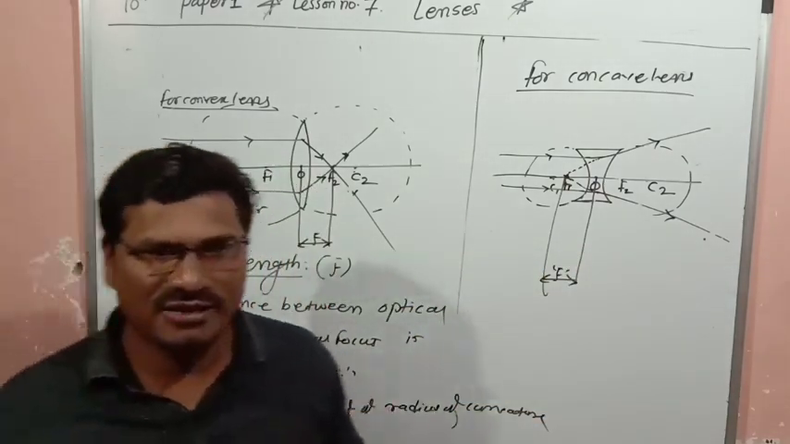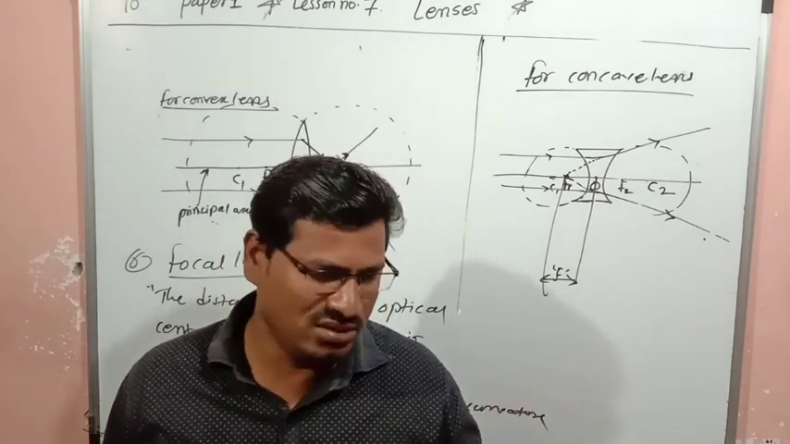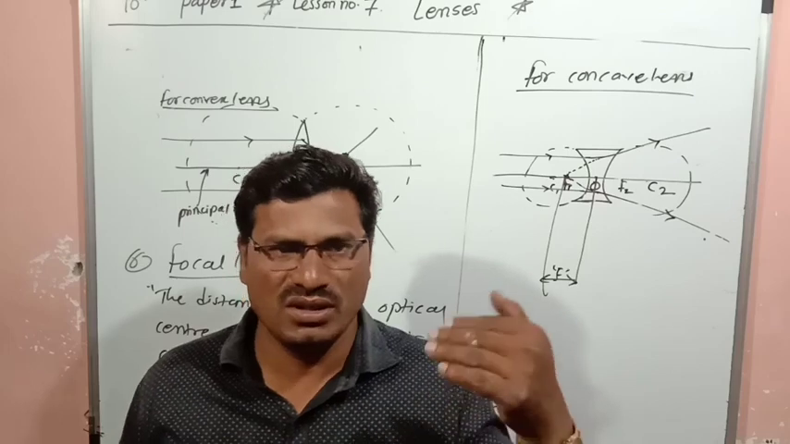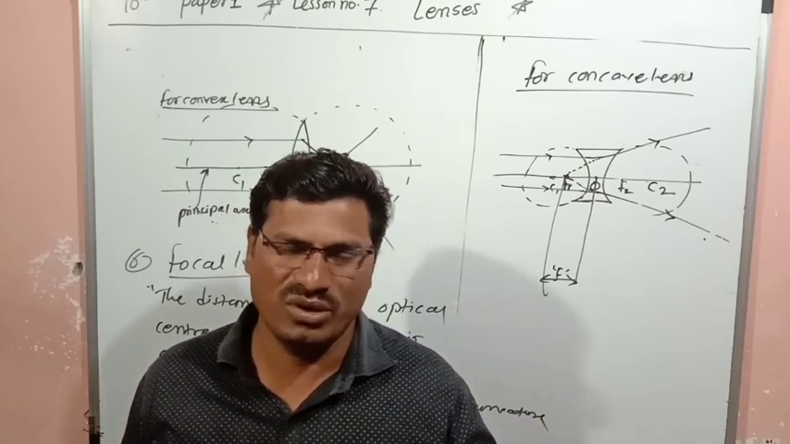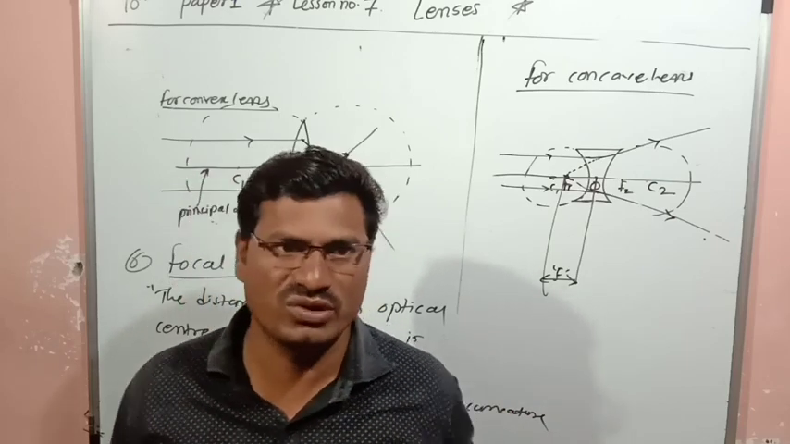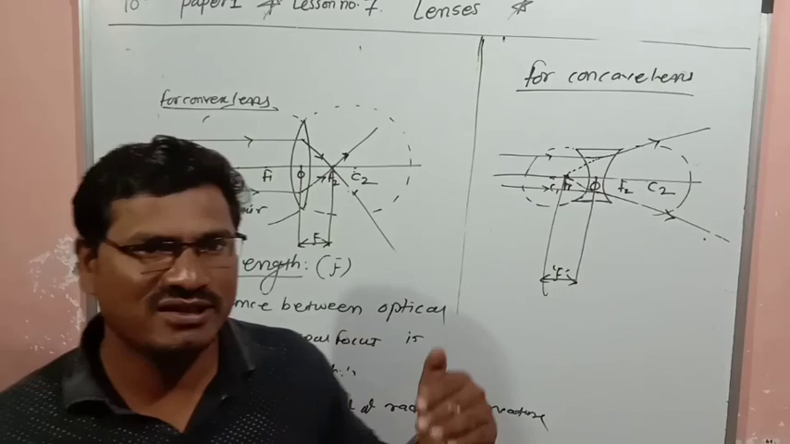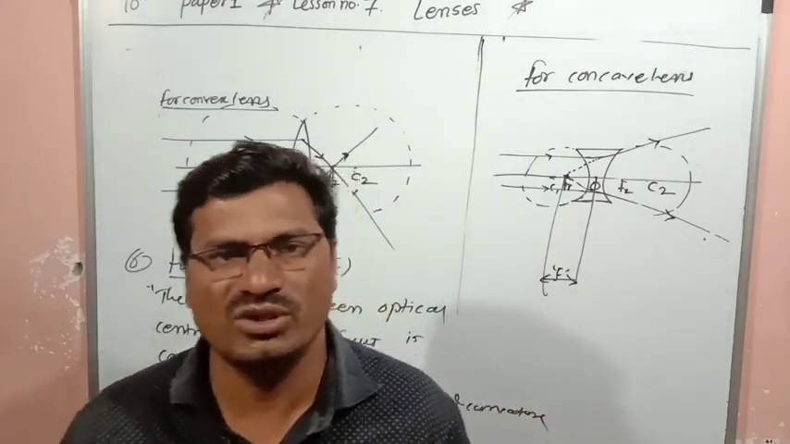So these are the terms related to lenses. After this, in the latter part, we will see which is the converging lens, which is the diverging lens, and their image formation and rules we are going to study. So a convex lens is converging and a concave lens is diverging. You have to remember this.